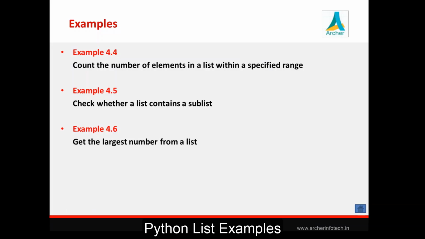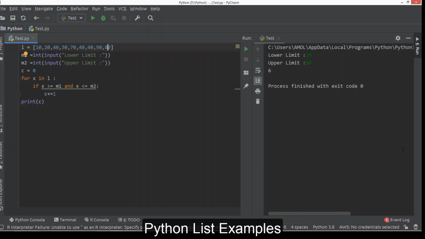The next example is to check whether a list contains a sublist. Means there will be two lists, suppose L and S, and we want to check whether S is a sublist of L. Means we need to check whether all the elements of the second list are available in the first list with the same sequence. Here is how we can do this program.